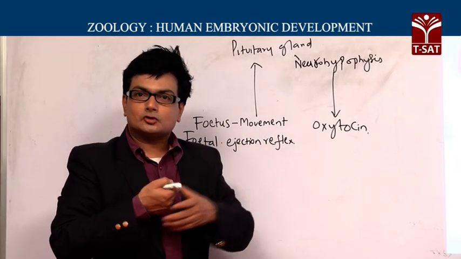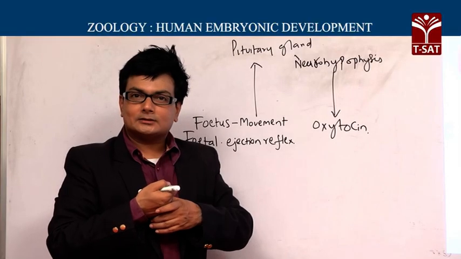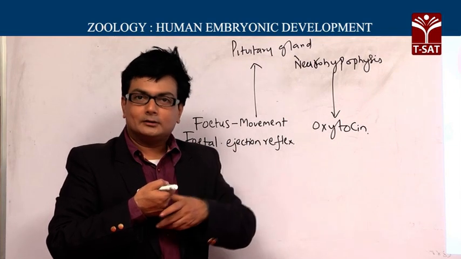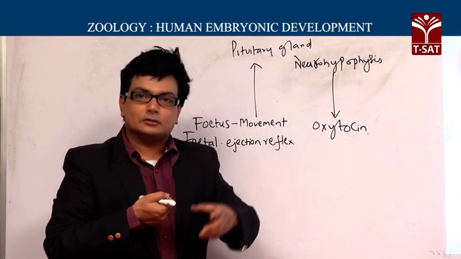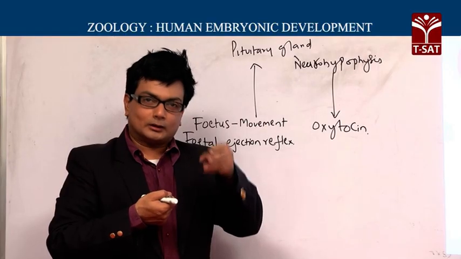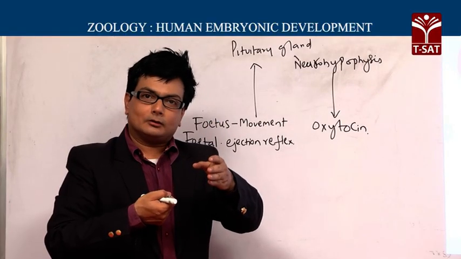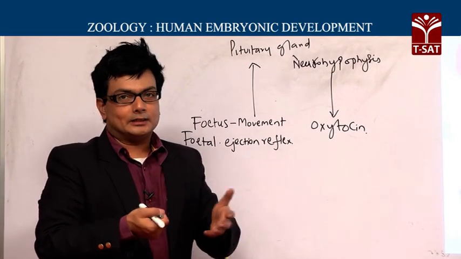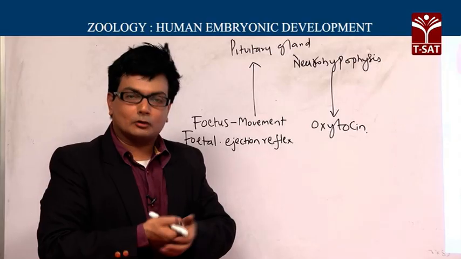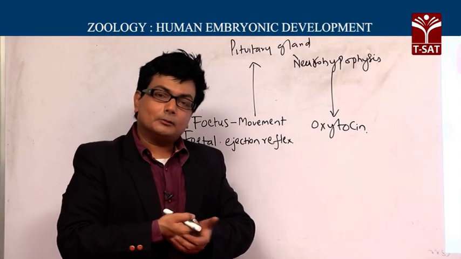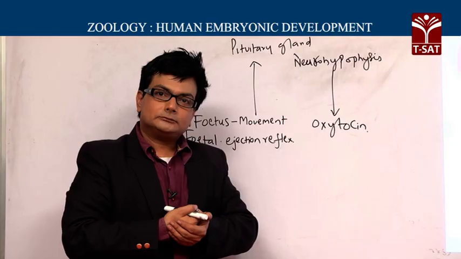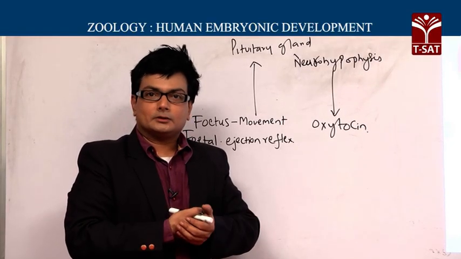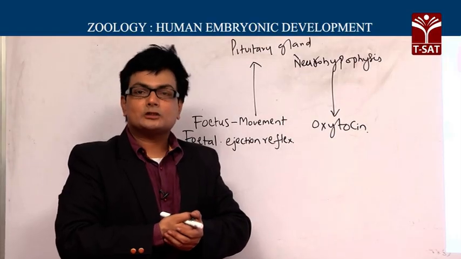Ultimately, the oxytocin levels increase, powerful muscular contraction of the uterine wall, and that leads to the expulsion of the fetus, the young one, through the birth canal, that is the cervical canal and the vagina. Ultimately, the young one is delivered, and this is what is called parturition. What about the placenta? During parturition, the placenta should be removed. That's the reason why we call it deciduous placenta.